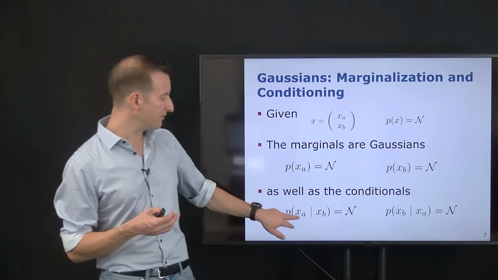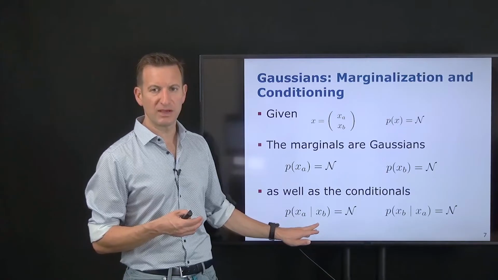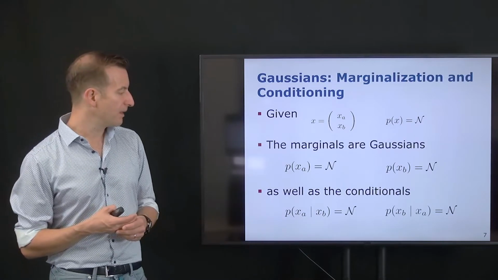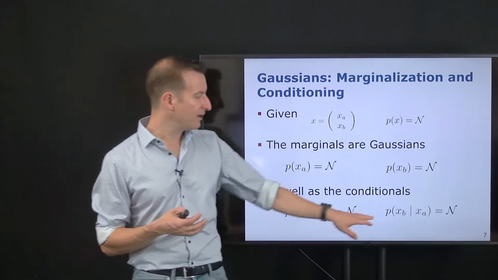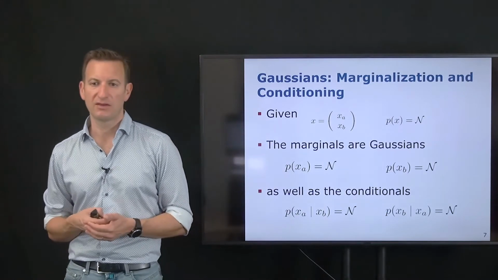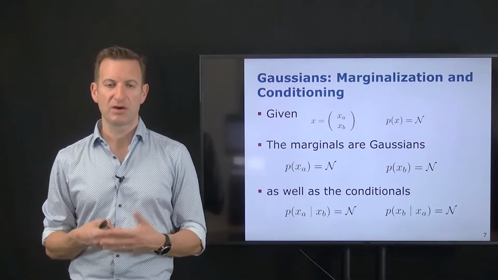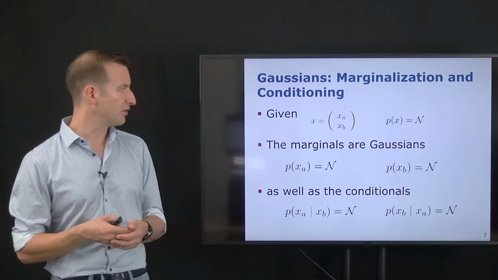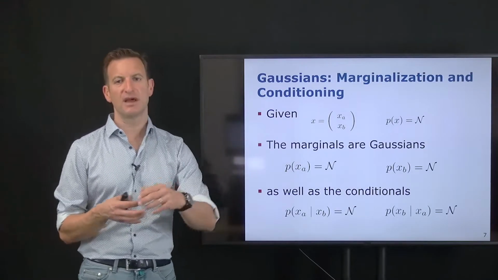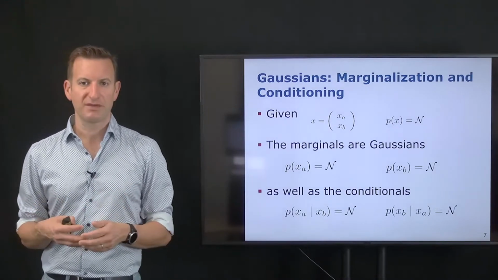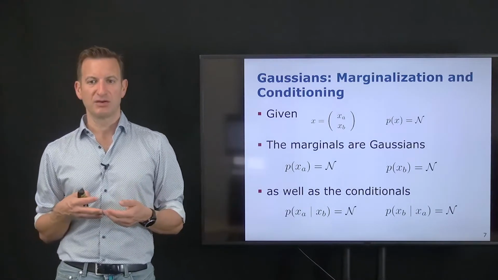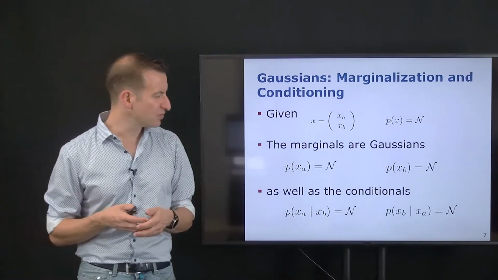So p of xa given xb, so assuming I know xb, the probability distribution about xa will be a normal distribution again, and exactly in the same way, the other way around, p of xb given xa is also a Gaussian distribution. So this is a key property that we are going to exploit if we derive the Kalman filter. So we will be mainly relying on computing marginals and conditionals and also convolutions.